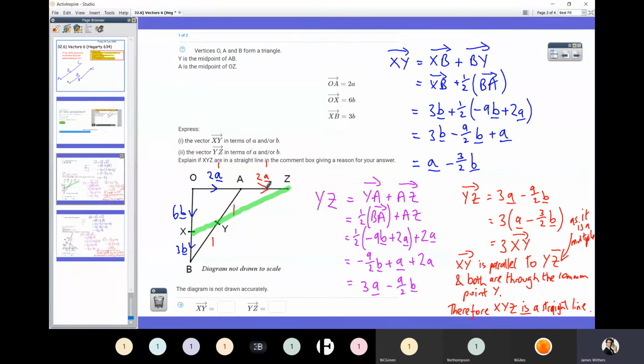We then have to work out what the vector XY is, and that's what I've done in blue. That's exactly the process you've been doing to date.